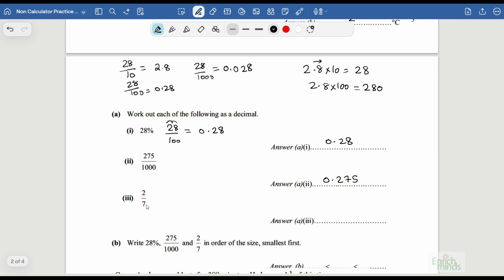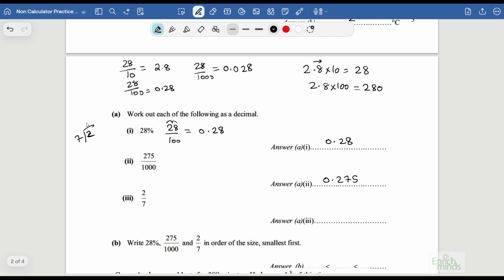The next number is a fraction. You need to convert it into a decimal. 2 over 7. Well, I can divide 2 by 7. So here I divide 2 by 7 to see its equivalent decimal. I'm using long division here.